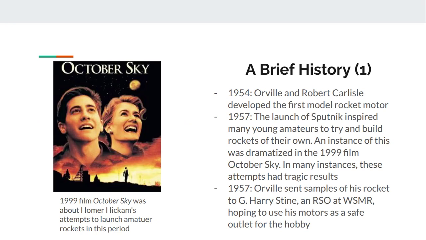So, a brief history I want to get into in this video. Part 1. In 1954, Orville and Robert Carlisle developed the first model rocket motor. Then in 1957, Sputnik 1 launched, and it inspired many young amateurs to try and build rockets of their own. An instance of this is dramatized in the 1999 film October Sky. In many instances, these attempts had tragic results. So again, we're going back to what I was talking about with trying to build your own motors. The tragic results mostly came from trying to build their own motors.